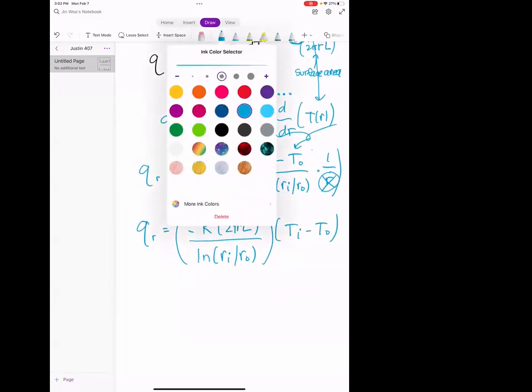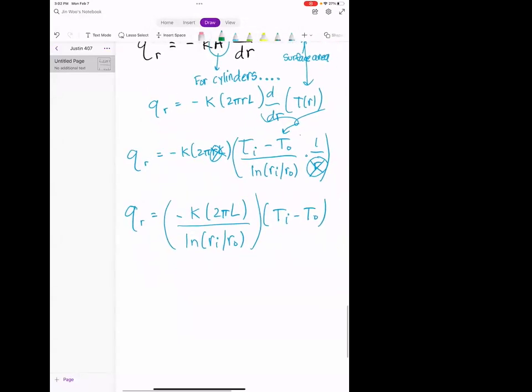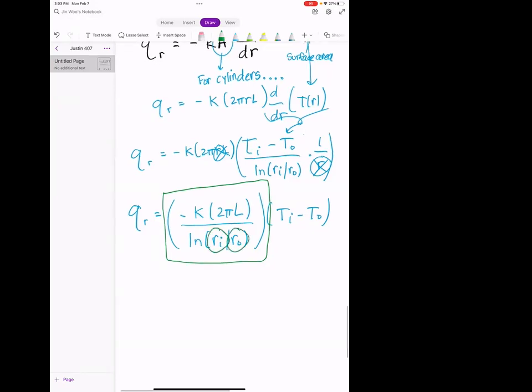And so why did I bother to separate it out like that? Let's look at the term here that I've boxed in green. That term has all constant values, and so it doesn't depend on r by itself. We have the inner radius and the outer radius, but these are just constant, properties of the system. And in fact, we can go even beyond this. It's comprised of constants that are properties of our geometry.